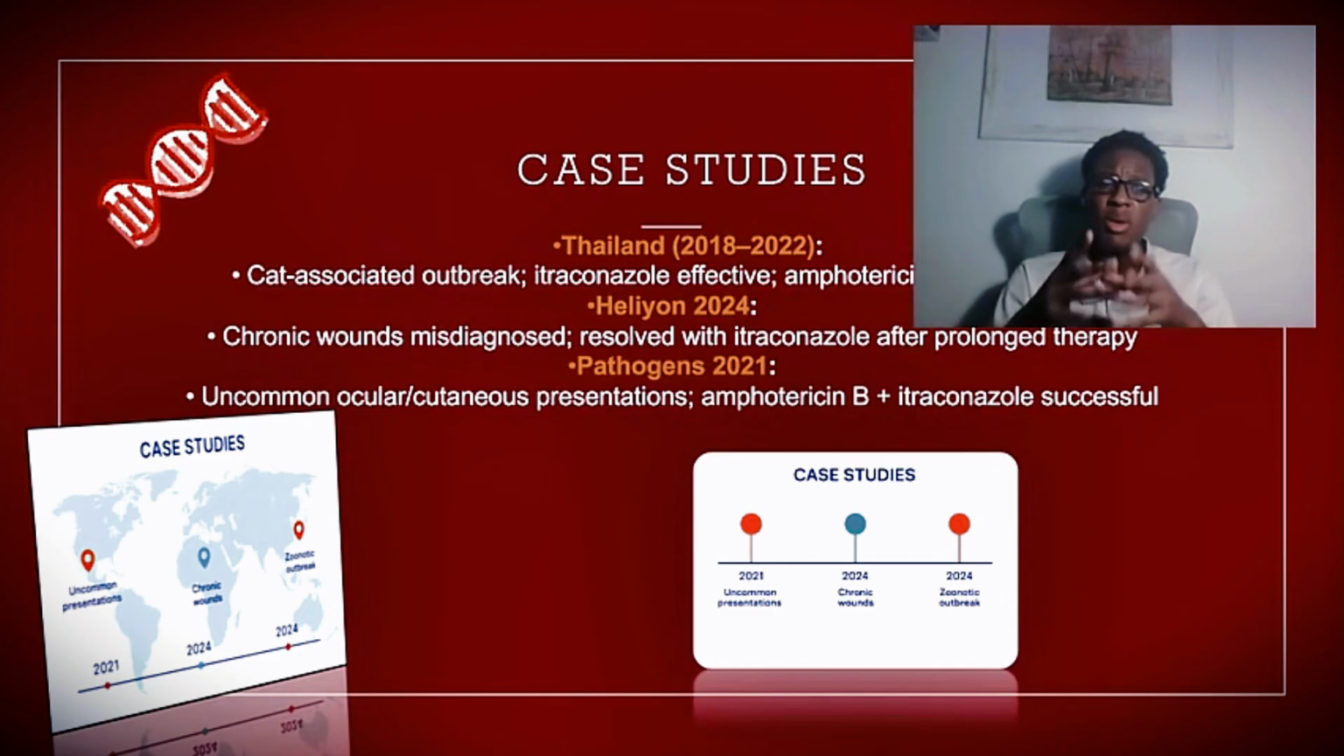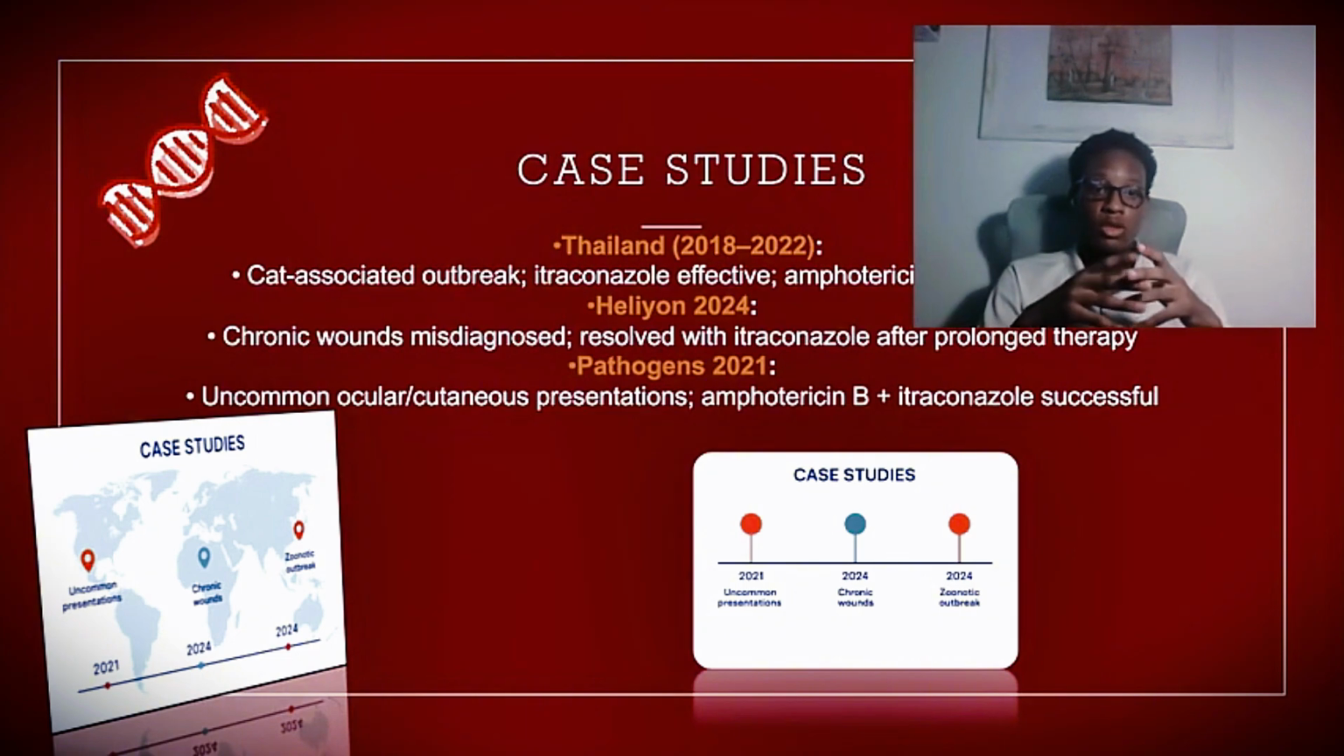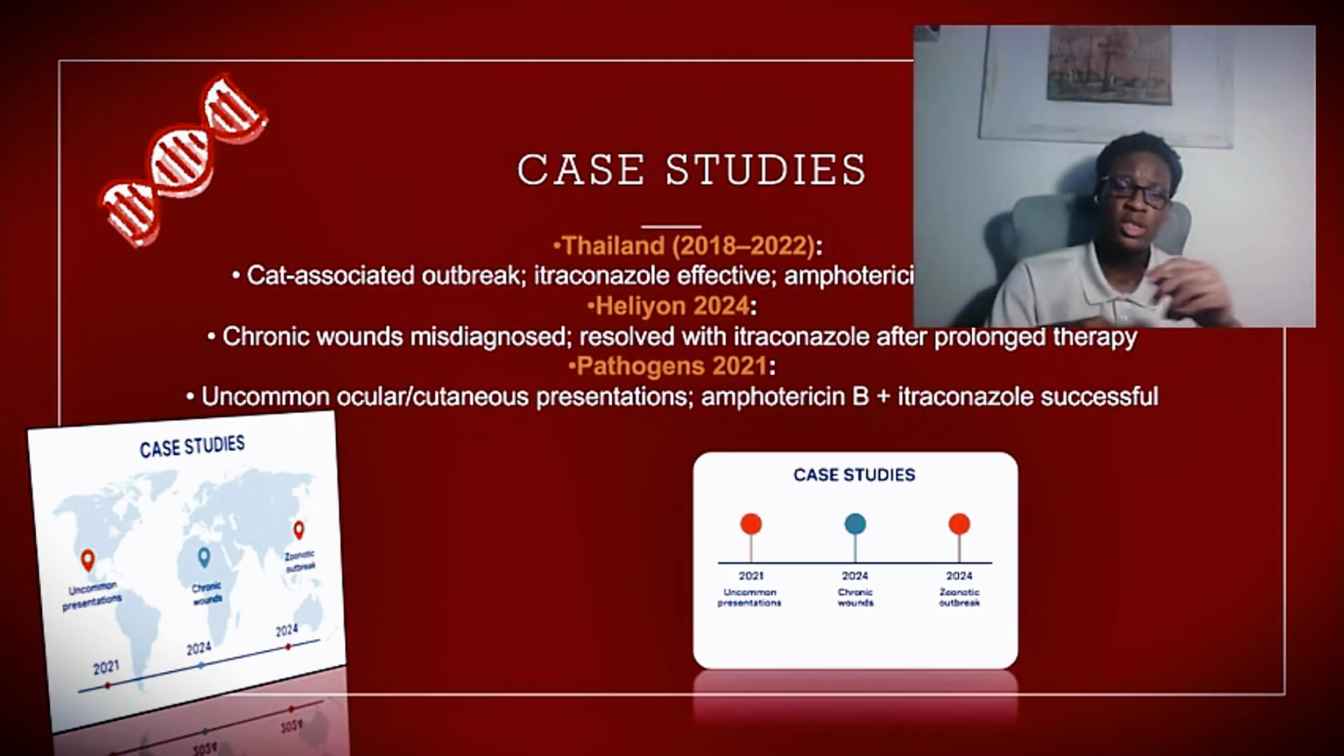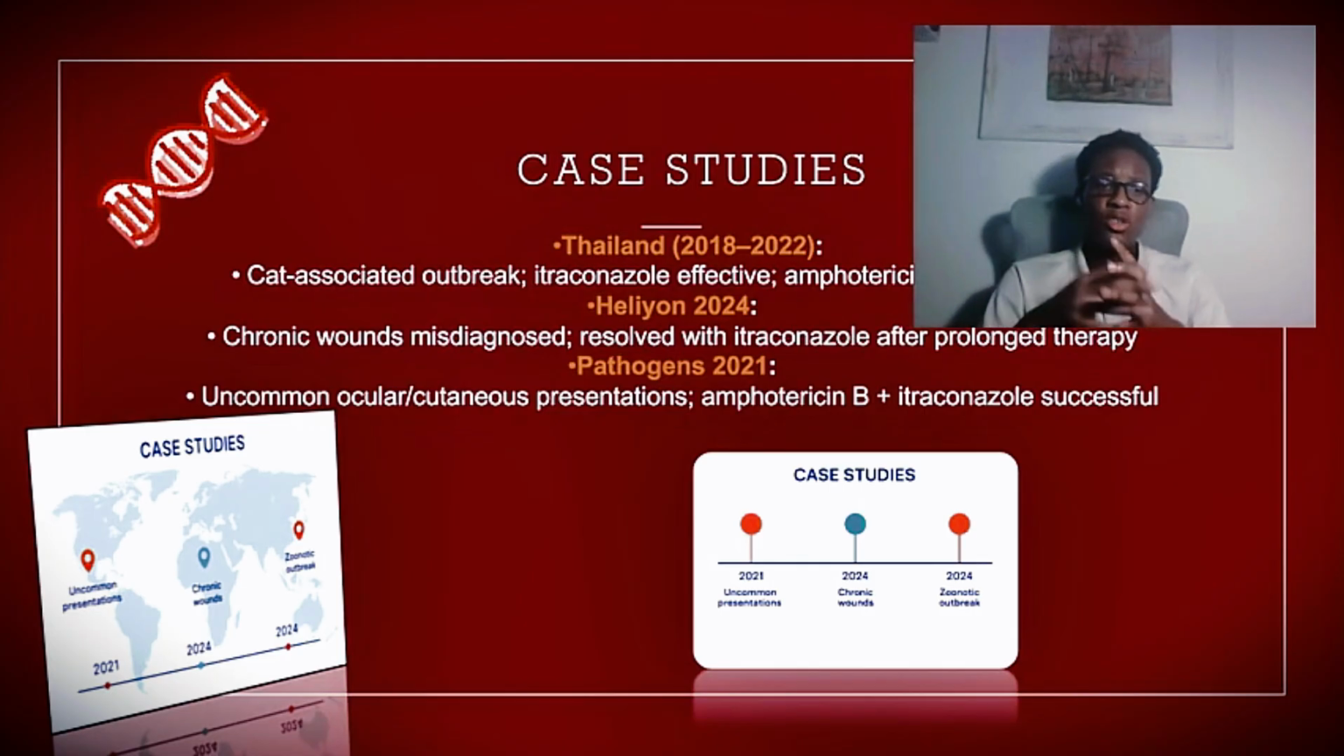In Thailand, people got infected from cats. One person had a skin wound that was misdiagnosed. Two had rare symptoms, one in the eye, one a skin bump. These cases show how the fungus can spread and how important it is to treat it correctly.